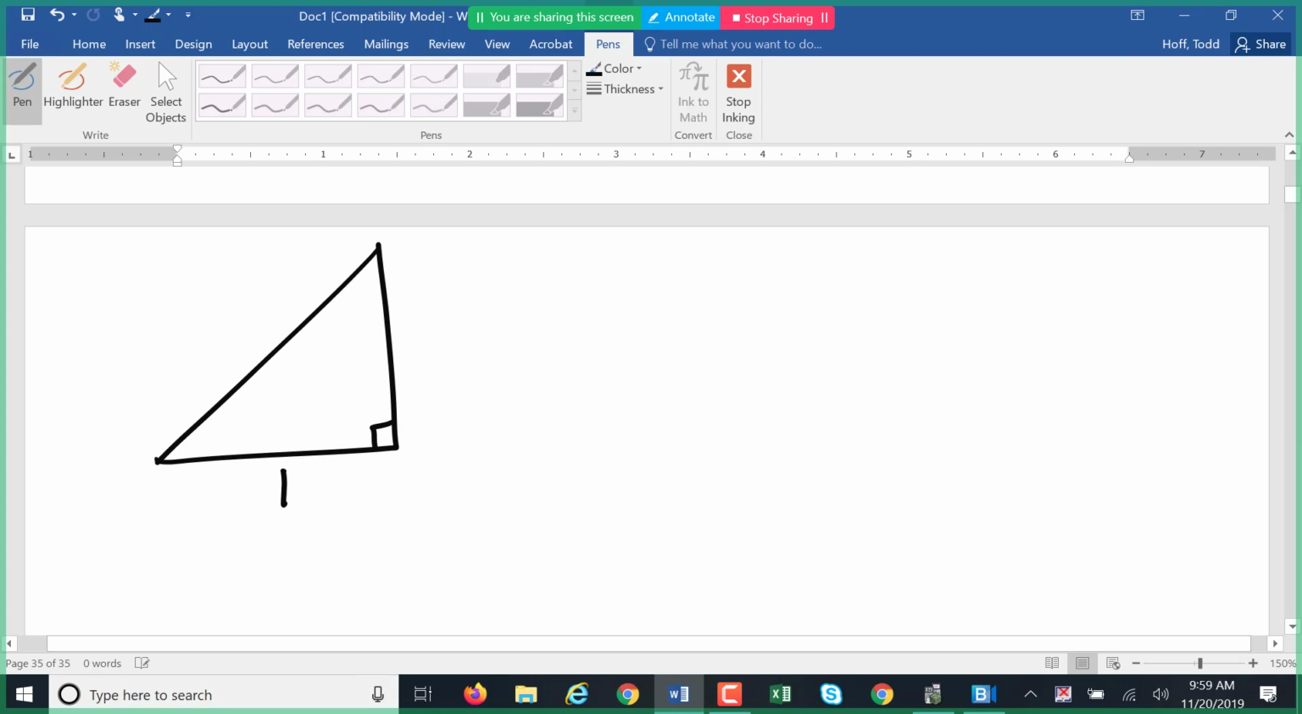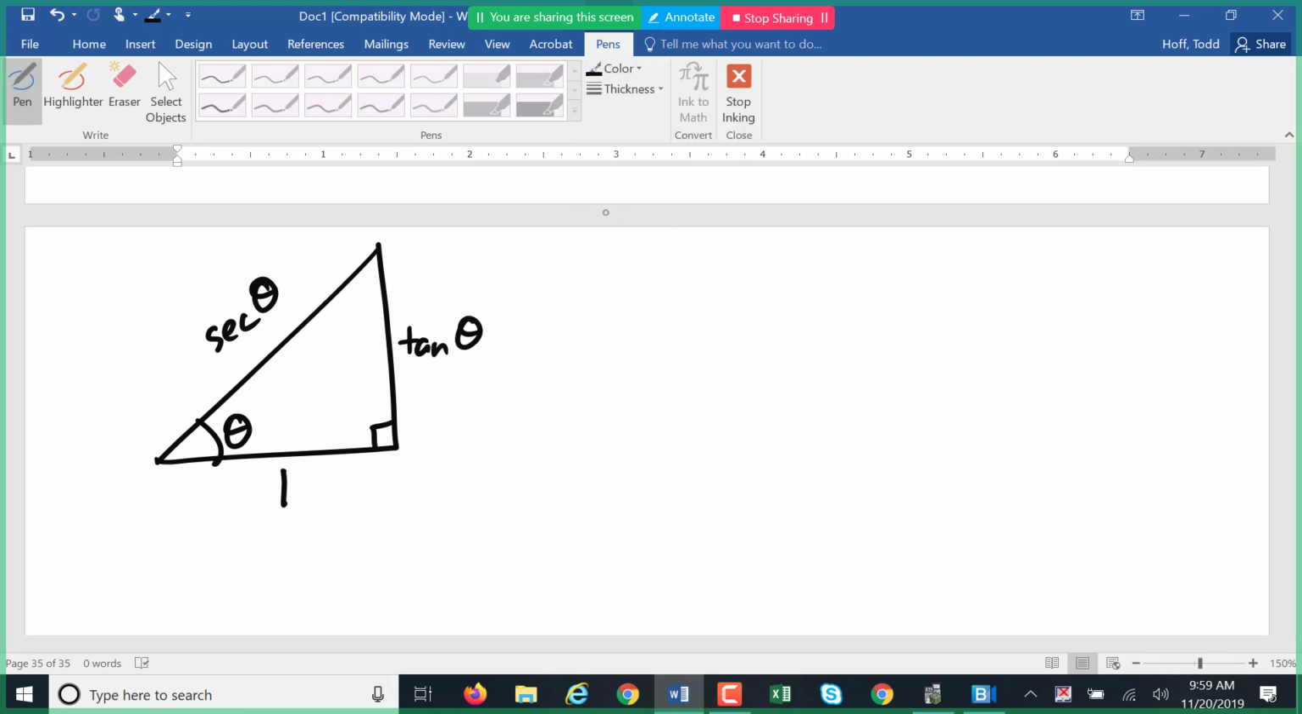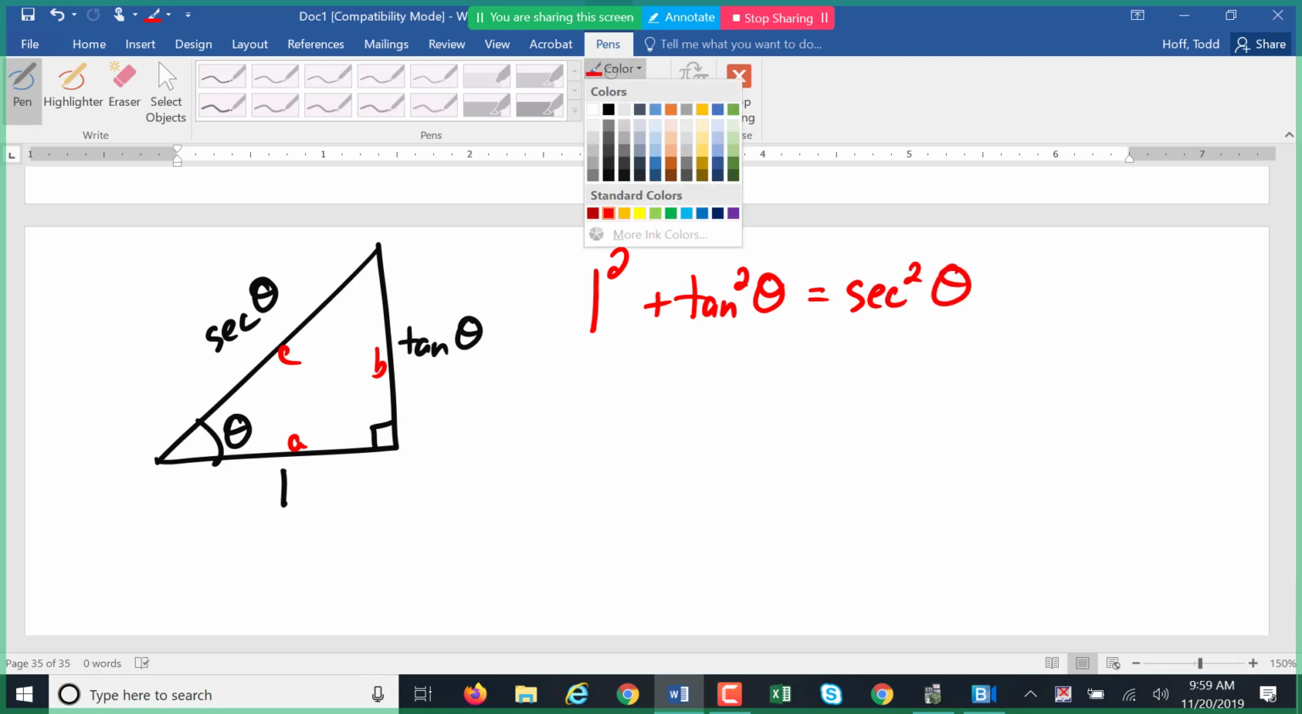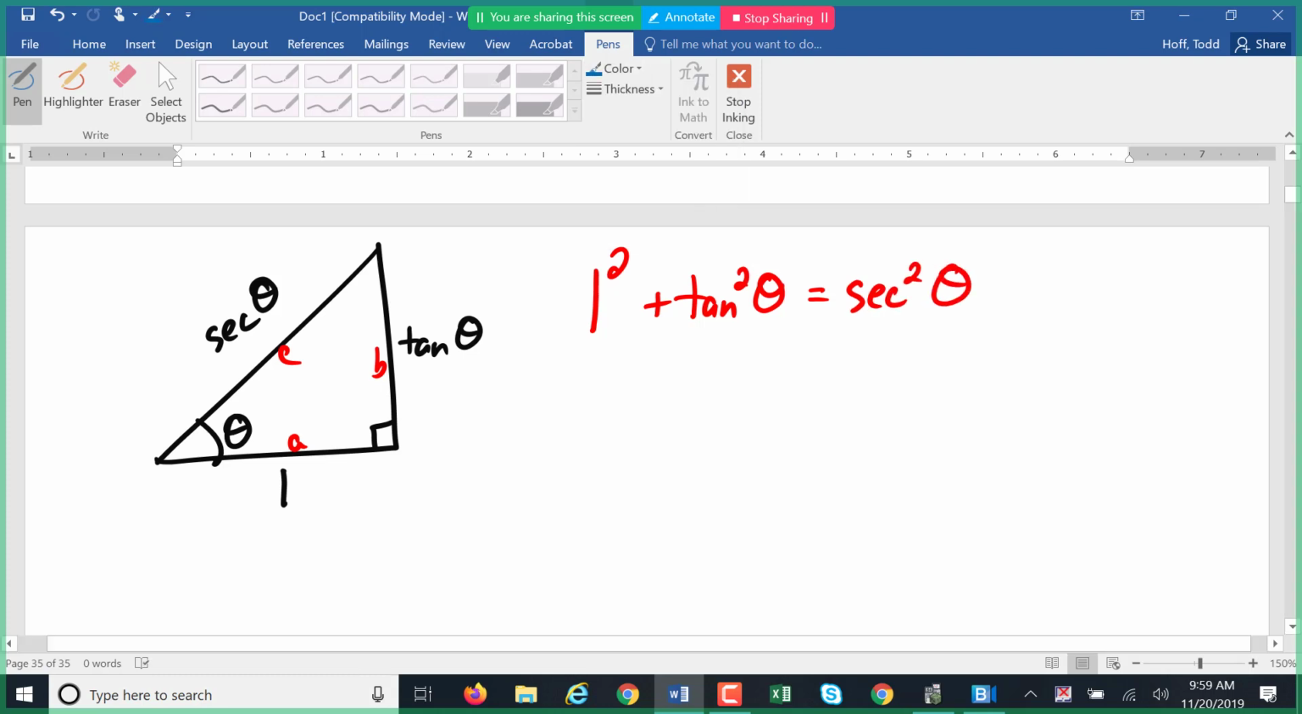Well, from our other triangle, we have 1 here. This is still theta. This is the secant of theta. This is the tangent of theta. We see the same relationship here, a, b, and c, where a squared, which is 1 squared, plus b squared, which is tangent squared of theta, equals c squared, which is secant squared of theta, giving us that Pythagorean identity for relating the tangent to the secant.